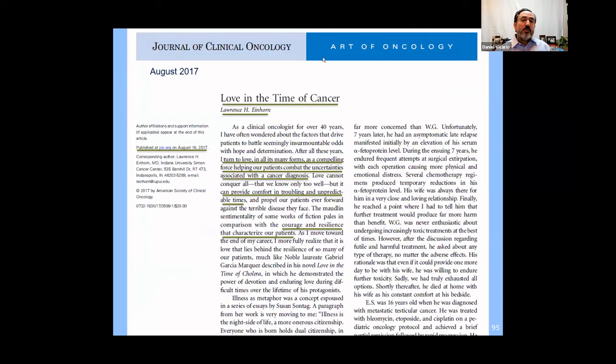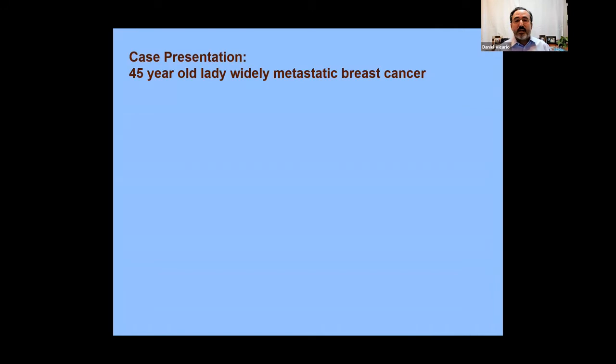And Dr. Larry Einhorn, some of you may have heard of him, in JCO August 2017, he's the founder, he created and invented the cure for testicular cancer, the chemotherapy regimen cure at Indiana University. He wrote this, he said, I turn to love in all its many forms as a compelling force helping our patients combat the uncertainties associated with cancer diagnosis. Love can provide comfort in troubling and unpredictable time, and he's honoring the courage and resilience of the patients. Beautiful article from Dr. Larry Einhorn.